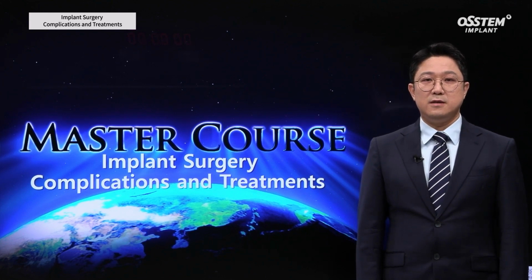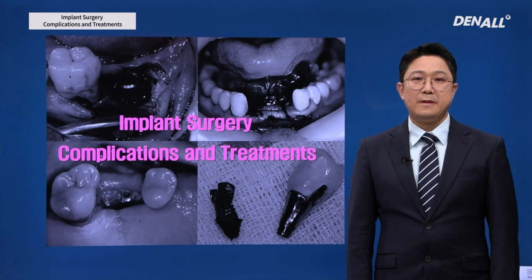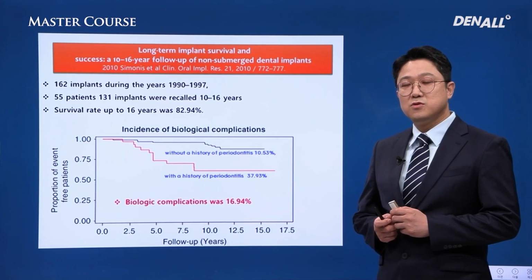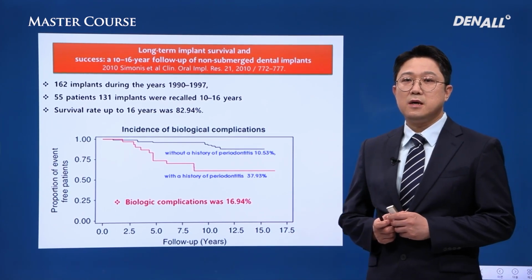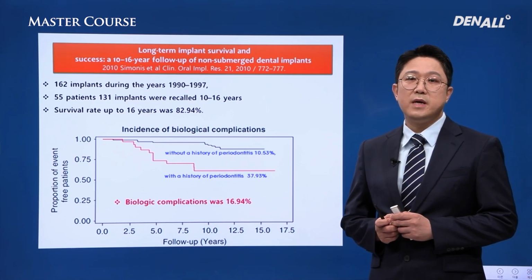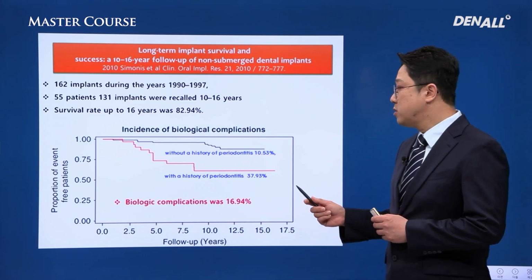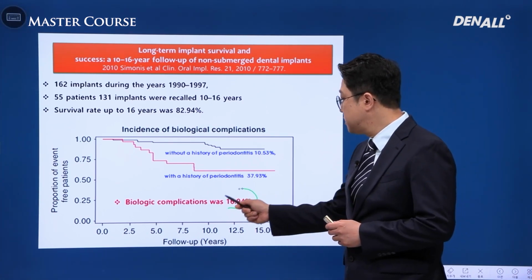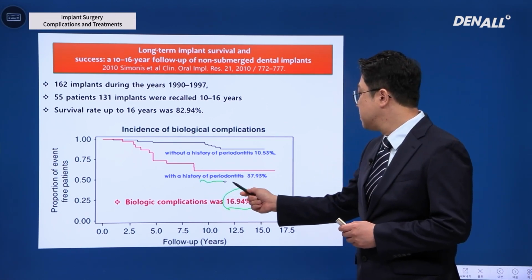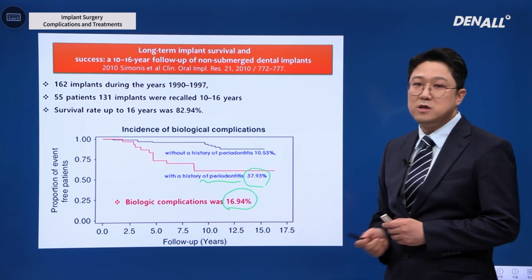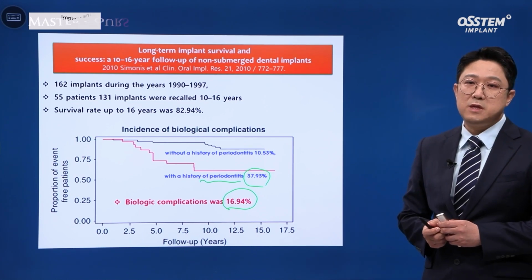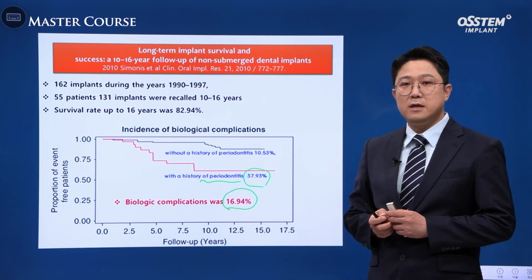Today I'm going to talk about implant complications and how to respond to them. At present, the implant success rate within Korea is about 95%. By success rate, it does not mean that there are no complications. If you look at this study, there are about 17% of biologic complications. Those with periodontitis have a higher percentage of complications, because they already had periodontitis before the implants were placed.